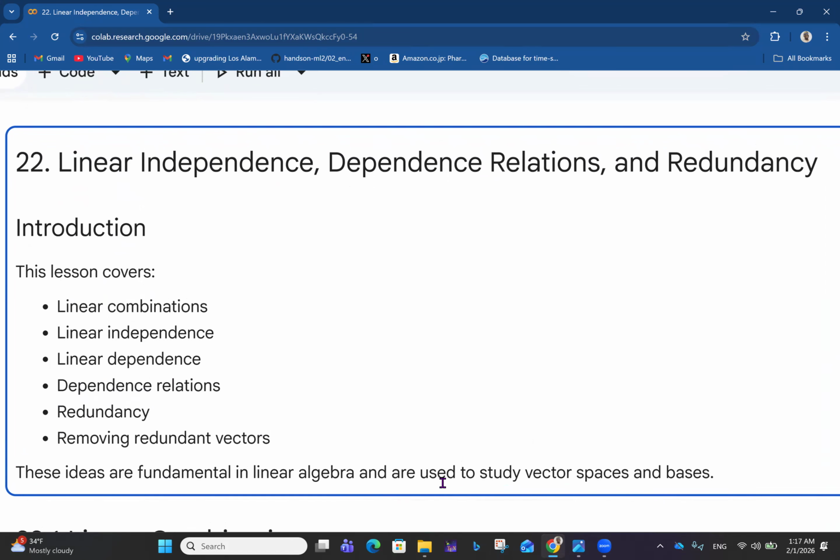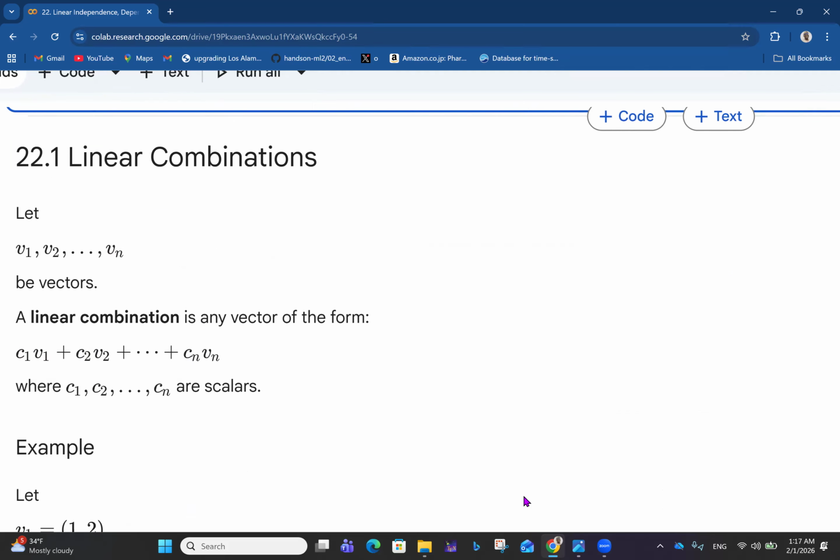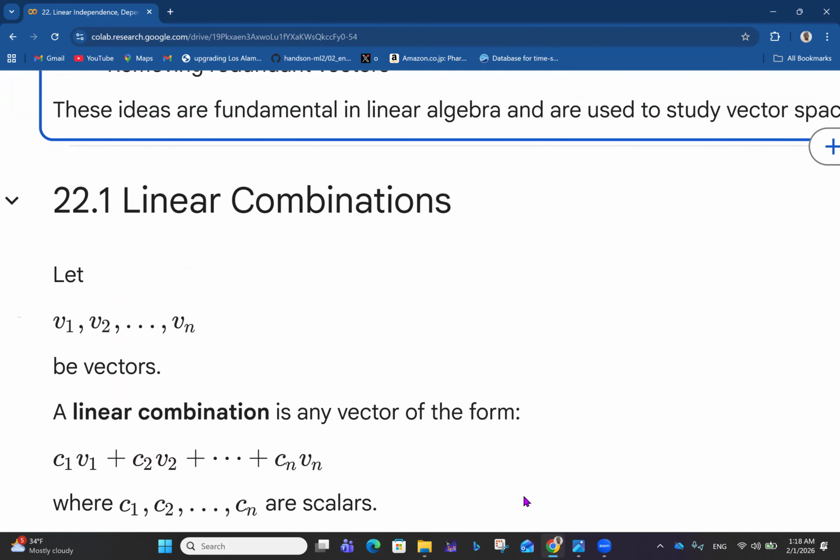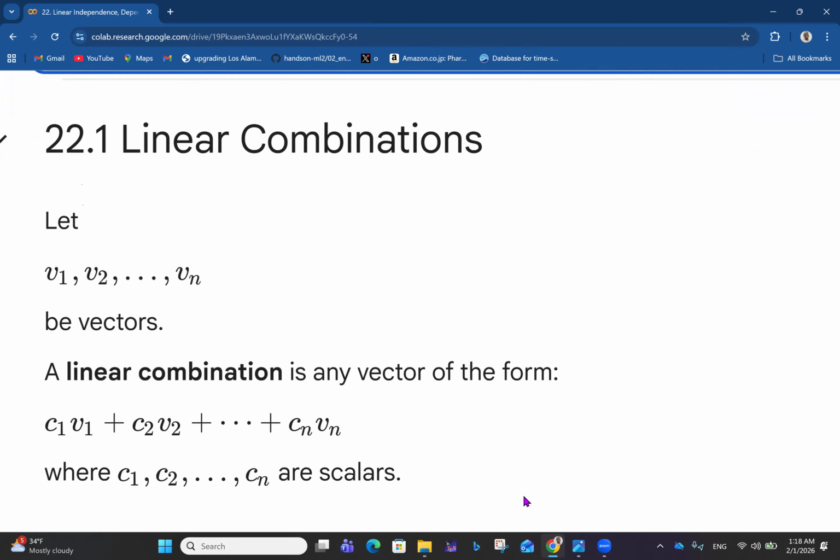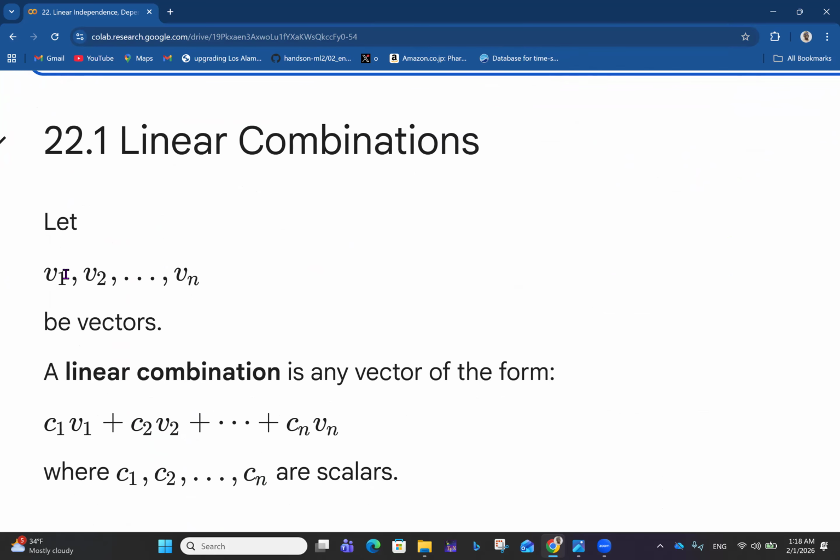These ideas are fundamental in linear algebra, as we study vector spaces and bases. In the last video, we talked about vector span, which is the collection of all possible linear combinations you can have for a group of vectors. Now we are talking about linear combinations again as a refresher. If we have vectors v1, v2 up to vn, a linear combination is any vector of the form c1 v1 plus c2 v2 plus all that plus cn vn, where c1, c2 up to cn are scalars. We've seen that for the longest.